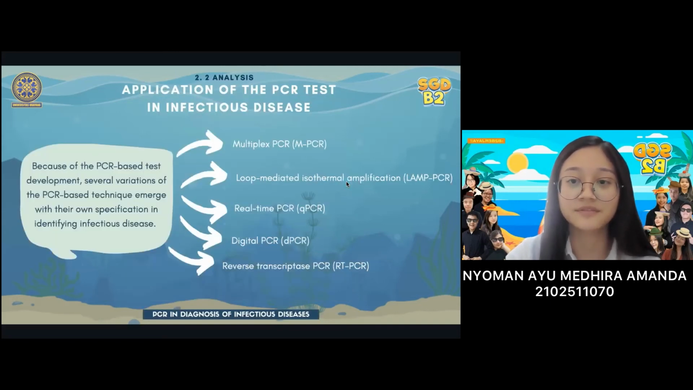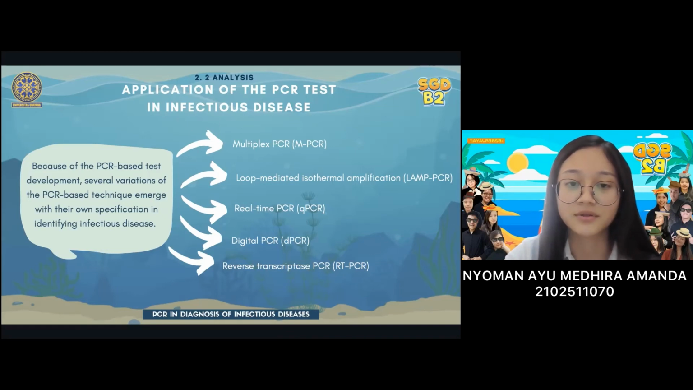Now I will explain about application of the PCR test in infectious disease. Because of PCR-based test development, several variations of the PCR-based technique emerge with their own specifications in identifying infectious disease. First is multiplex PCR or MPCR. With the MPCR technique, it is possible to detect several pathogens at the same time with just one specimen. This technique is used in detection of sexually transmitted infections like gonorrhea, chlamydia, syphilis, and even HIV.